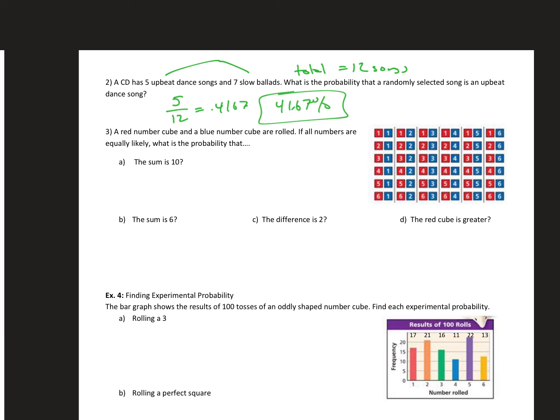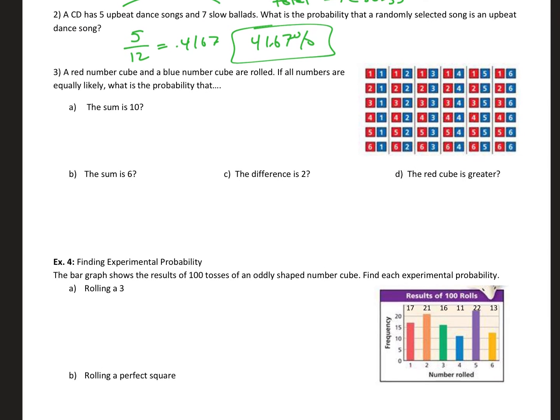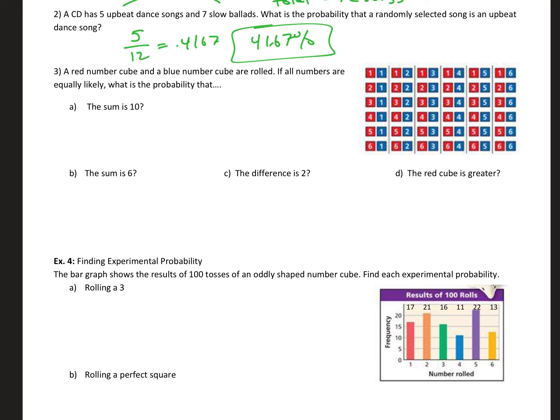Cool. All right, so I got number cubes over here, different colors, different numbers. I got 2 of them, so I'm rolling 2 of them. A red number cube and a blue number cube are rolled. If all the numbers are equally likely, what is the probability that the sum is 10? So what I want to do, there's 36 total.